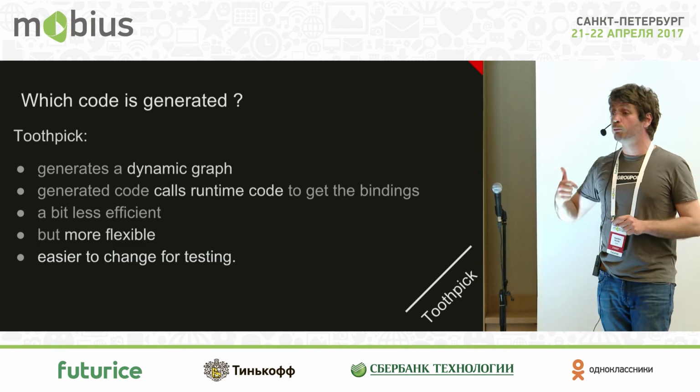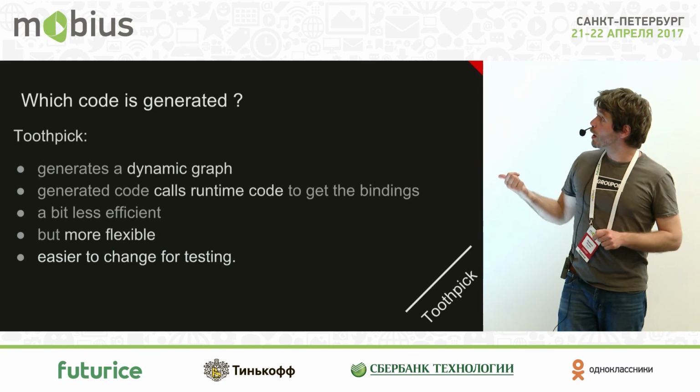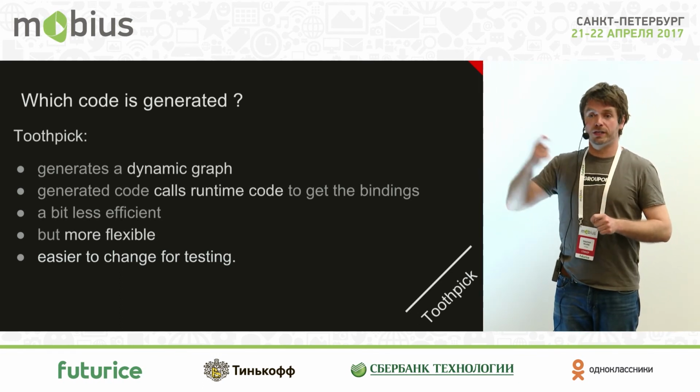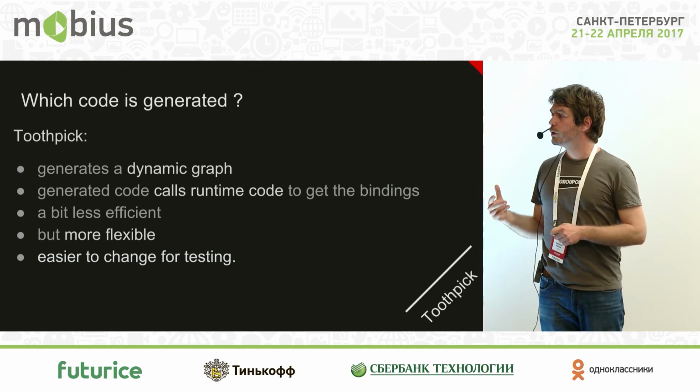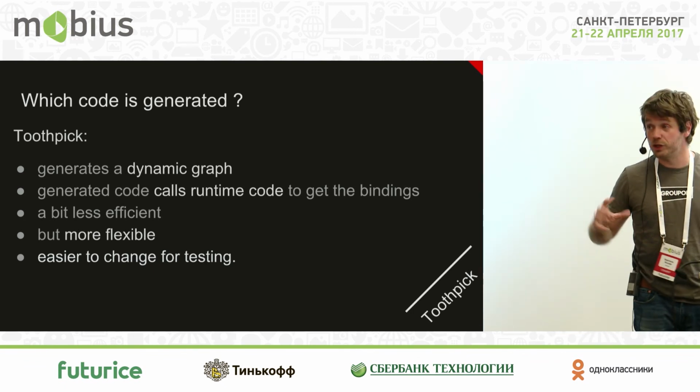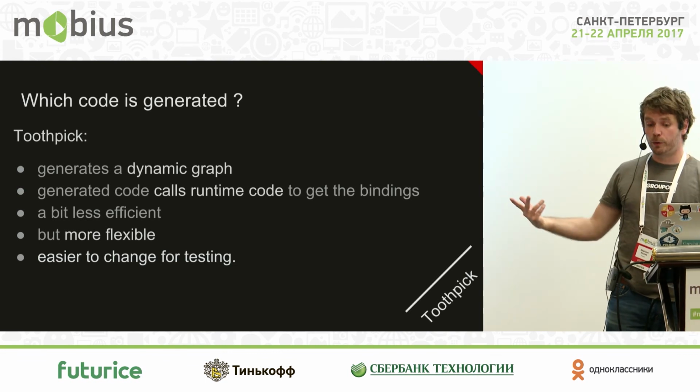But this approach is also much more flexible. This is why we're able to change all the bindings when we want to test. And we can use DI for testing. So that's the main difference. Like a hybrid approach where you can change the graph, where you can change the implementations.